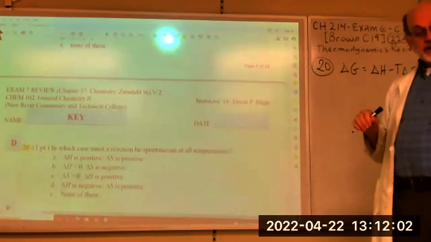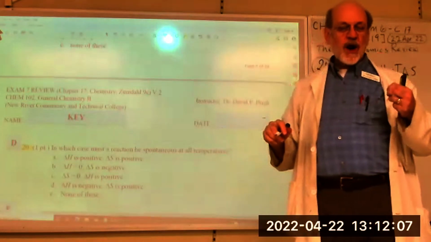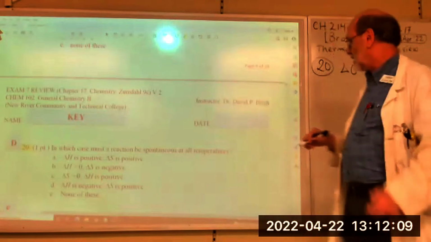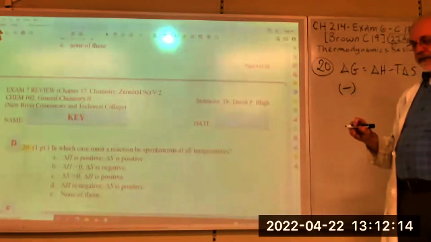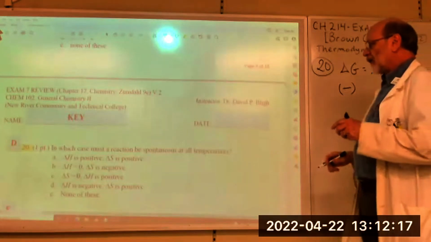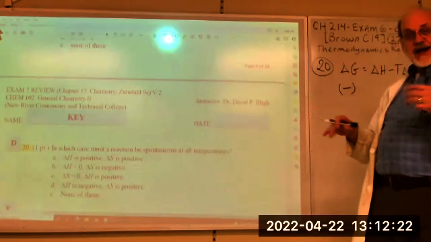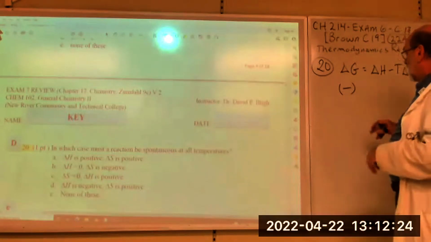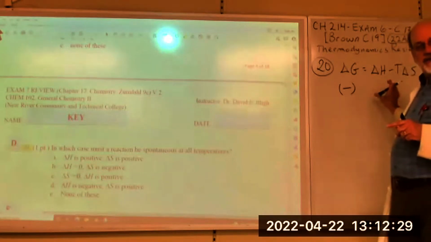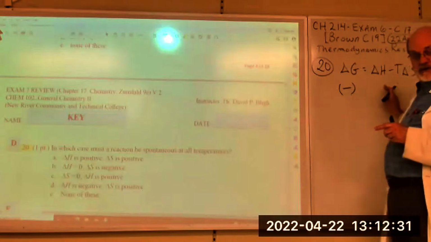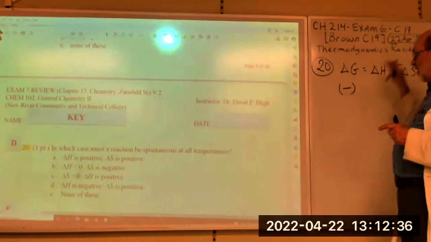So under what conditions is the reaction spontaneous? We learned that spontaneous reactions require that delta G is negative. So this one has to be negative in order to be spontaneous. So under what conditions would any reaction be spontaneous at all temperatures? At all temperatures means we don't have to worry about the size of these values. We just need to be sure that both of them are negative. If both are negative, then it's always negative.